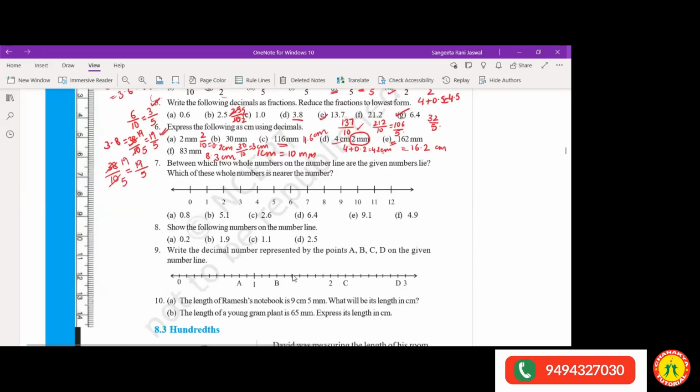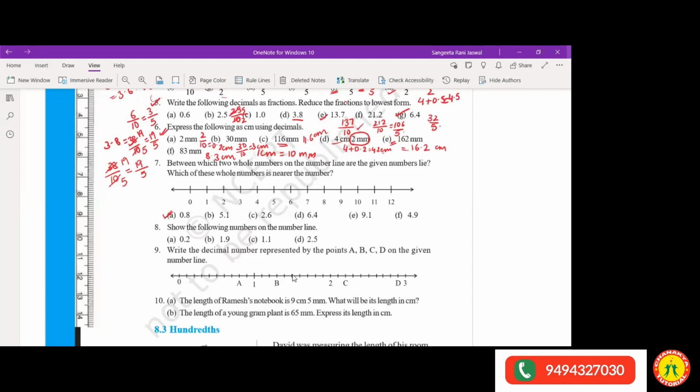Okay, now let's see question number 7. Between which two whole numbers on the number line are the given numbers? Which of these whole numbers is nearer the number? See, this is the number line given to you, and some numbers are given in decimal points. So you have to find out these decimal numbers are closer to which number. Now suppose I take an example of this 0.8. Where does my 0.8 lie in this number line?